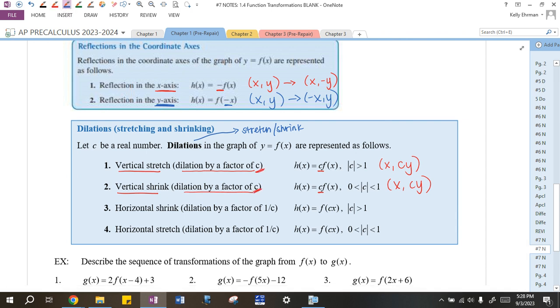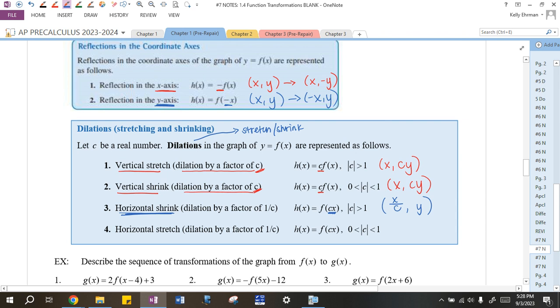Now, horizontal dilations, of course, are backwards again. So these are the ones that don't make as much sense when you're looking at them. A horizontal shrink is if you have some number multiplied on the x, which is inside of the function, and that number is bigger than 1. I put absolute value here because if it's negative, this rule still applies, but it would be a reflection and a dilation. Okay, so what are we doing here? We're taking every x value and dividing by c, and then y would stay whatever it normally is.